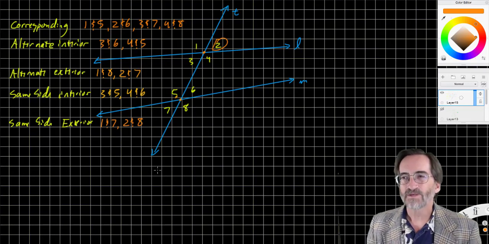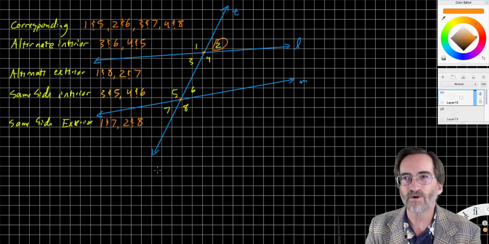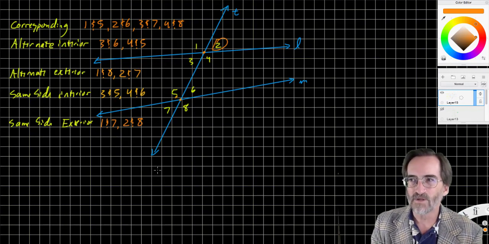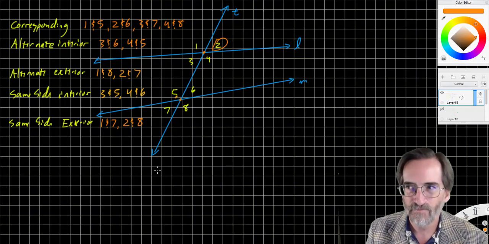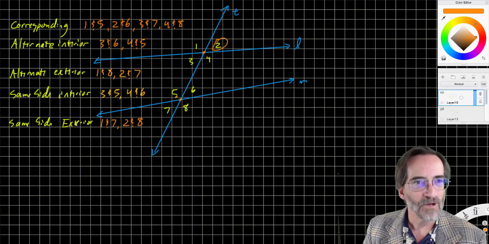So we have all these words: corresponding angles, alternate interior, alternate exterior, same side interior, same side exterior, when we have two lines crossed by a transversal line. And so hopefully that will help. Let me know if you need any further help.